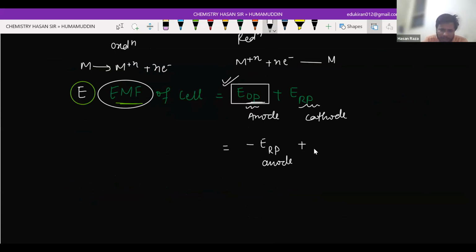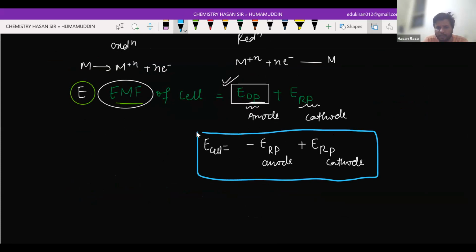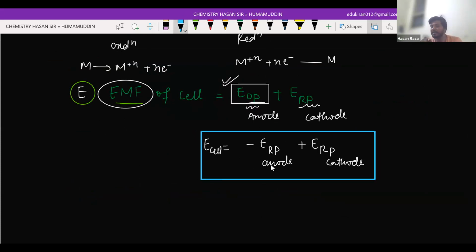The derivation is not important, only the formula is important. What I want to tell you is that E cell is equal to E cathode minus E anode, using reduction potentials.